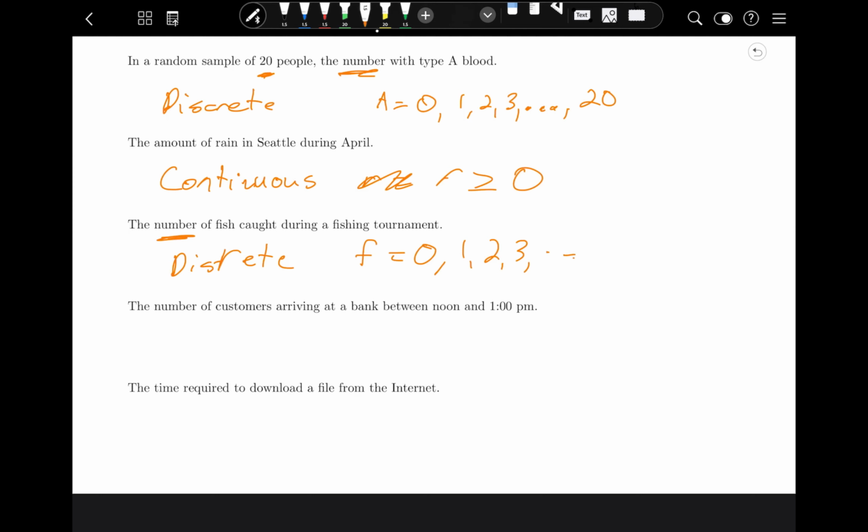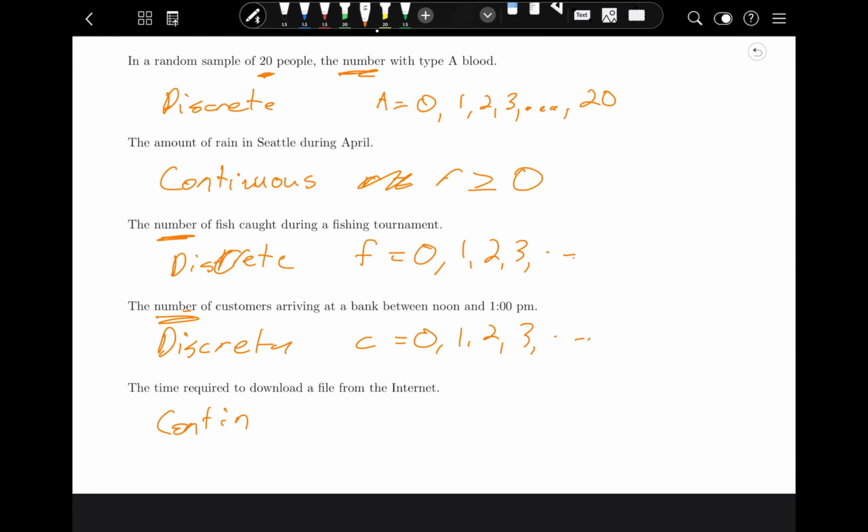Number of customers arriving at a bank between noon and 1 p.m. Once again, the word number, so that's discrete. The number of customers could be anything from 0 and so on. It could keep going forever. We don't know what the maximum is, at least. And then the last one is continuous.